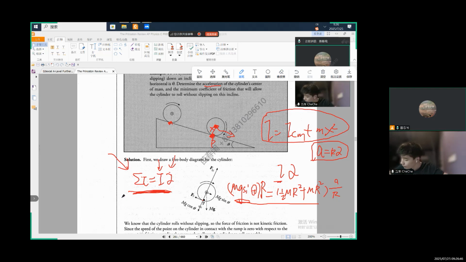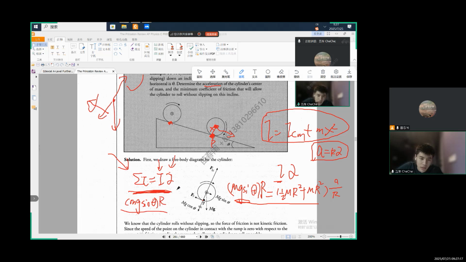And for sigma torque, we consider all the forces, which are basically the gravity, the friction and the normal force. This torque is zero, this torque is zero, and this component torque, so the only torque is the mg sine theta torque. Does that make sense? Mg sine theta is the only one doing the actual torque here, times R. This is sigma torque.